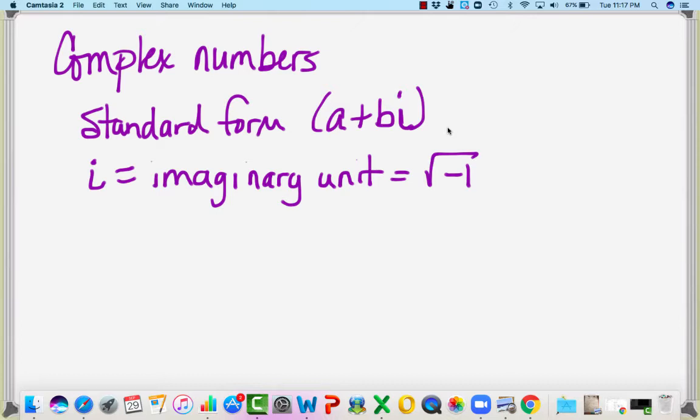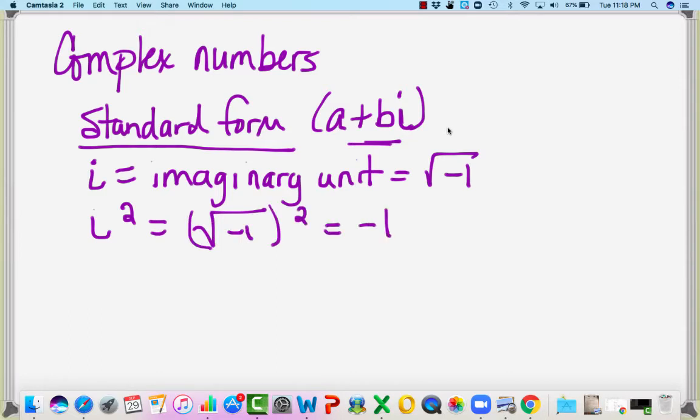Don't forget also that i is what we call the imaginary unit, and it's equal to the square root of -1. And then we also need to know that if i is equal to the square root of -1, then i squared is going to be the square root of -1 squared, which would be -1.